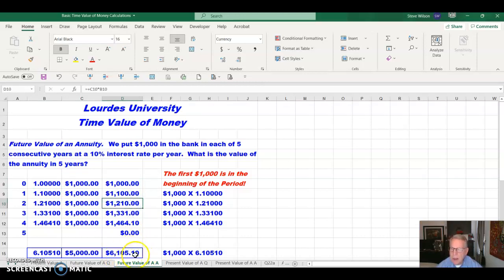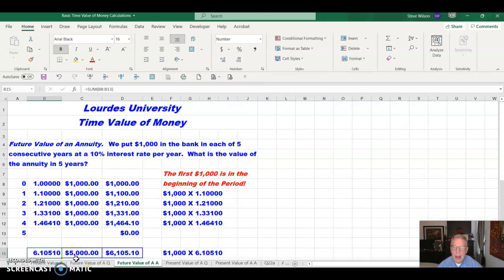And that says this is going to be worth $6,105.10 if we use that way. And there is a factor that you will find also in the book, which says 6.10510, and that's just the sum of all these factors here.